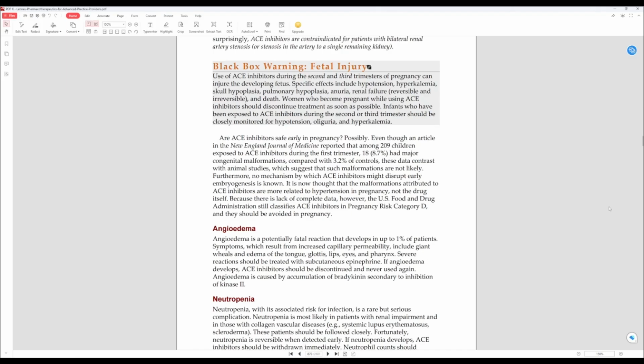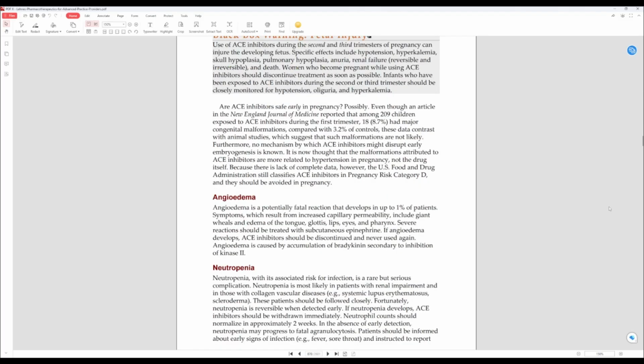So, there is a black box warning regarding ACE inhibitors, and that is due to its cause of fetal injury. The use of ACE inhibitors during the second or third trimester of pregnancy can injure the developing fetus. Specific effects include hypotension, hyperkalemia, skull hypoplasia, pulmonary hypoplasia, anuria, renal failure, granted reversible and irreversible, but more importantly, death. Women who become pregnant while using ACE inhibitors should discontinue treatment as soon as possible.